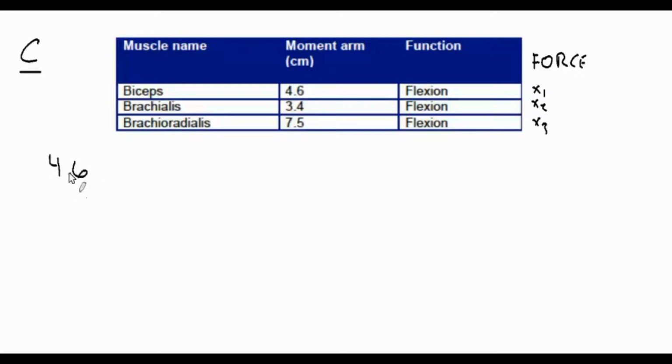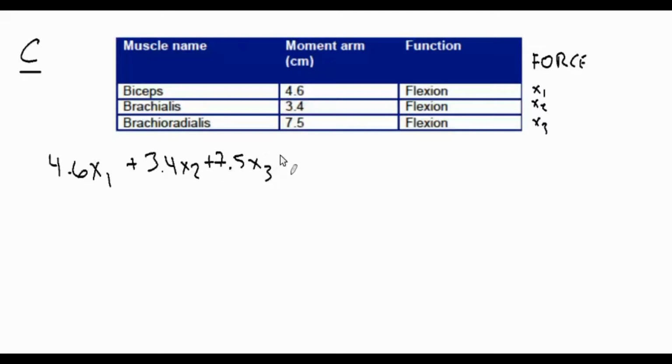4.6 x1. That should look familiar from the previous part. In the previous part, I'd written it down with the moment arm 4.6, but in the diagram I had F1, so I wrote down F1. Here we're using x1, so I'll do 4.6 x1 plus 3.4 centimeters times x2 force, and then plus 7.5 centimeters times x3.